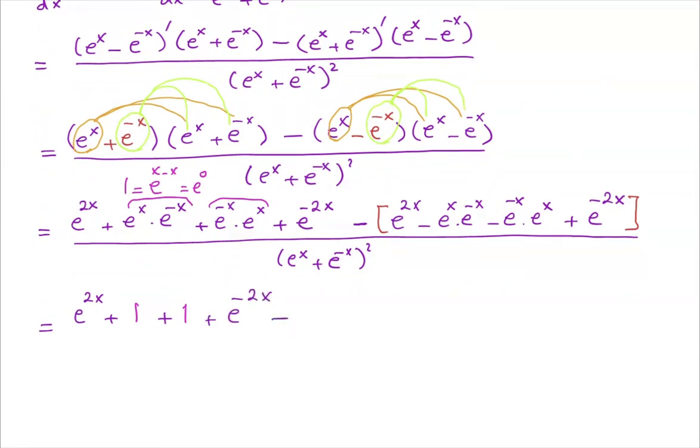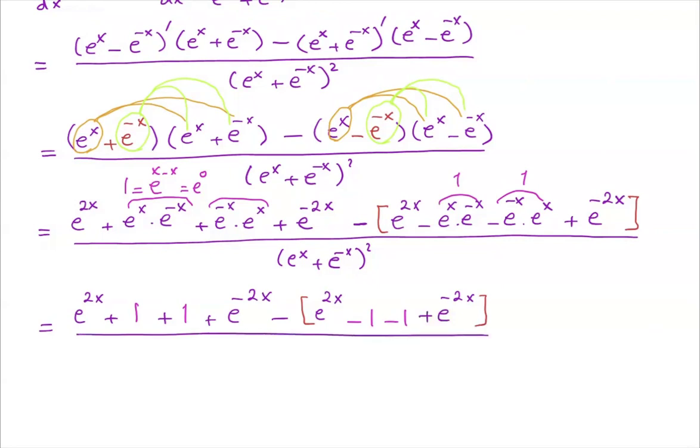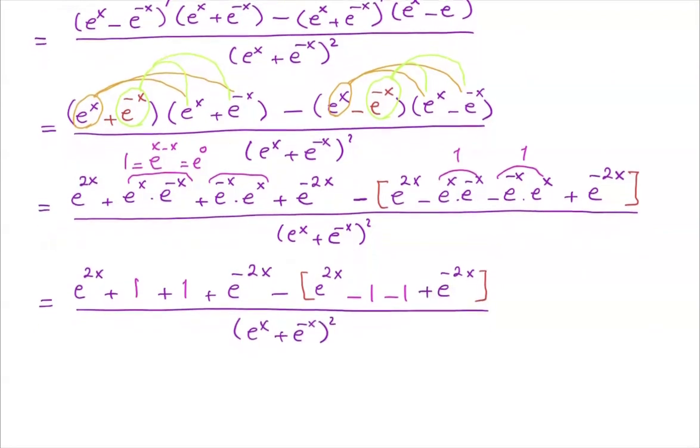Now inside the bracket, you have the same thing, the same process. You have e to 2x minus 1, minus 1. This is just 1. This is another 1, and they both have negative signs in front of them. And finally, we have plus e to the power negative 2x. Let's close up the bracket and do the division by the denominator to the second power. So you get e to the x plus e to the power minus x, to the second power. Ooh, a lot of algebra, but we can make it.